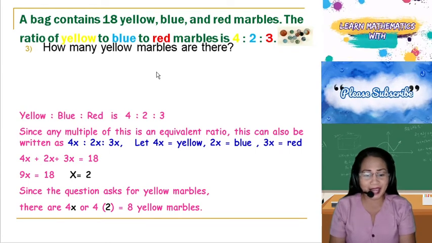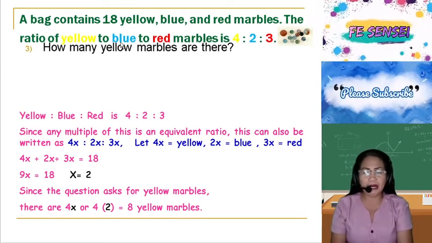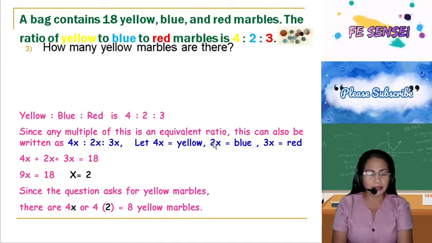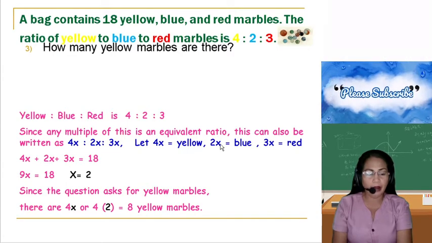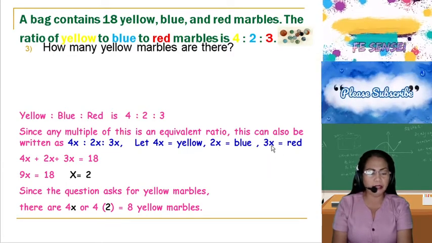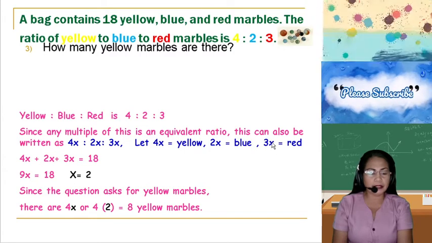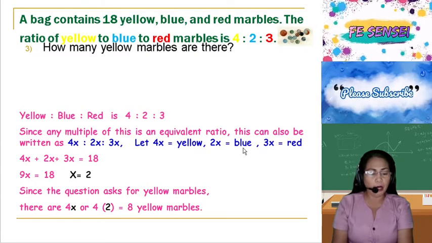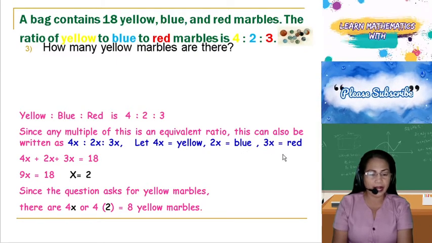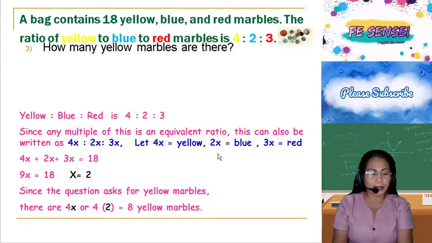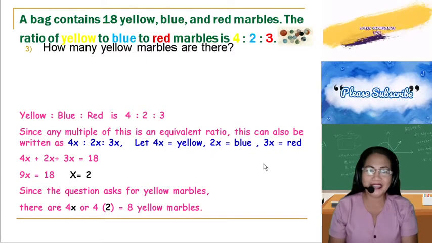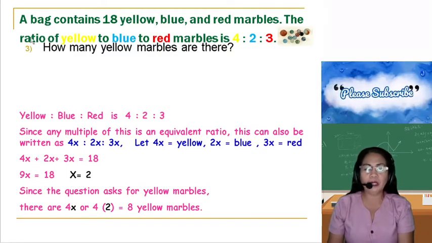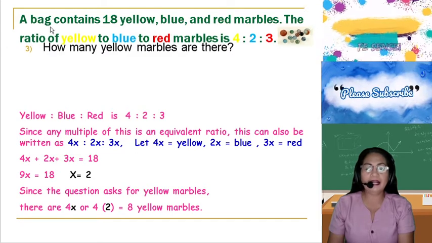And if we're going to get how many blue marbles, substitute 2 for x in blue marbles. So 2 times 2 equals 4. And for red marbles, 3 times 2 is 6. If we're going to check, we have 8 yellow, 4 blue, and 6 red. So 8 plus 4 equals 12, plus 6 equals 18. Yay! So we have 18 marbles in the bag.